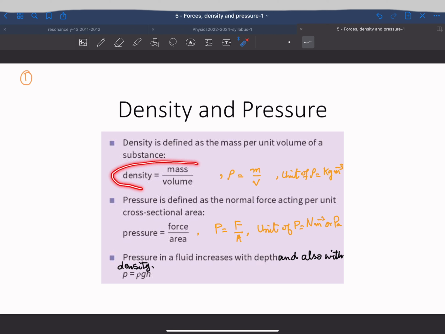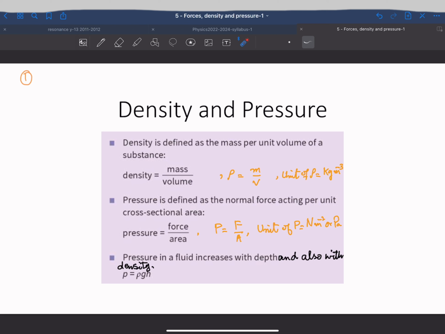Mass per unit volume of a body is termed as the density of the body. Density is represented by rho, m is the mass, v is the volume. So simply you can write the formula in words like this, or with the symbols, rho is equal to m over v. As far as the unit of rho or density is concerned, you know that it is kg per meter cube. So it's very simple and easily remembered.